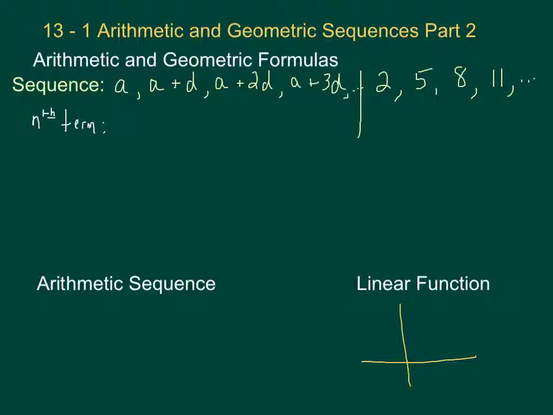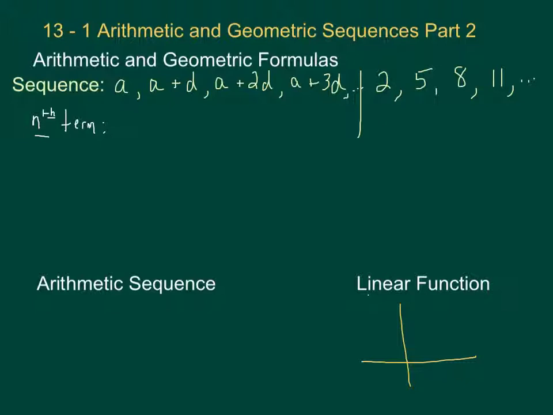The first sequence I've given you is A, A plus D, A plus 2D, and A plus 3D. And then I've given you another sequence, 2, 5, 8, and 11. Now, each sequence has a specific number of terms. This could be the first term, the second term, the third term, the fourth term, all the way up to the nth term, depending on how long it is.